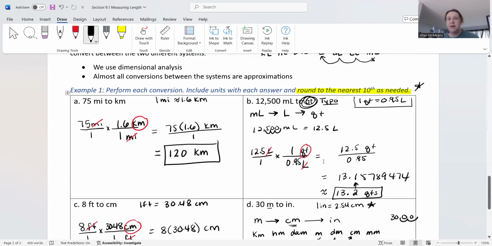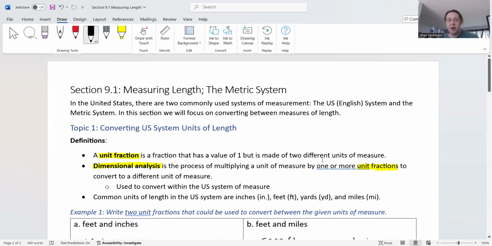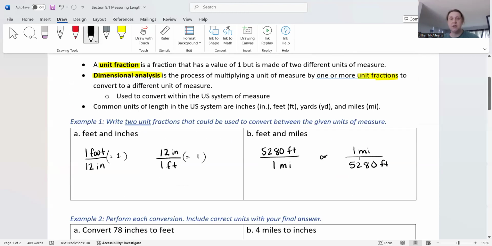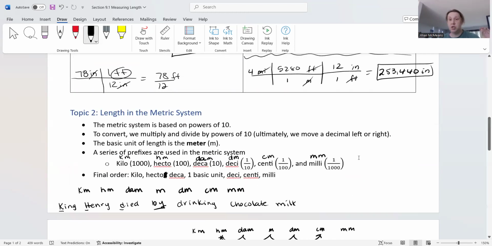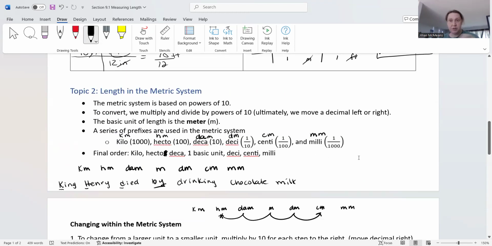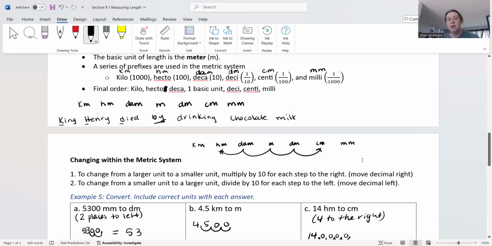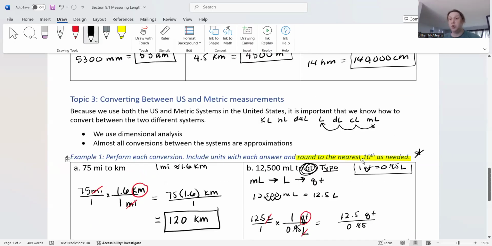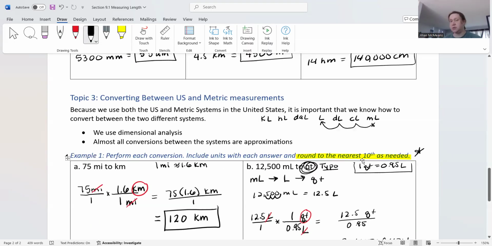So there you have it. That is length. Remember, we started with just converting within the US system, dimensional analysis. We then looked at converting just in the metric system. That's just bouncing your decimal around, so moving your decimal left and right, depending. And then we looked at converting between the US and the metric system, and that's back to dimensional analysis, okay?